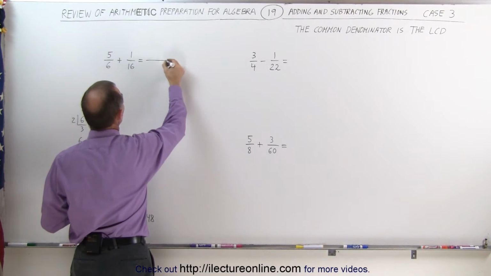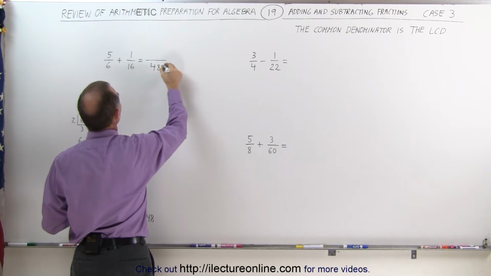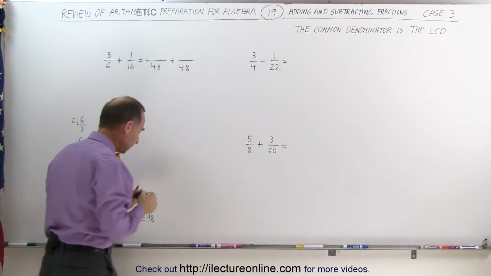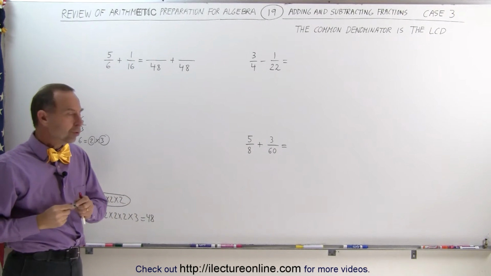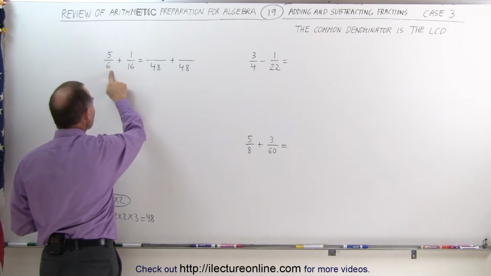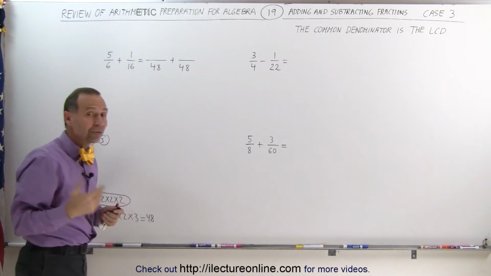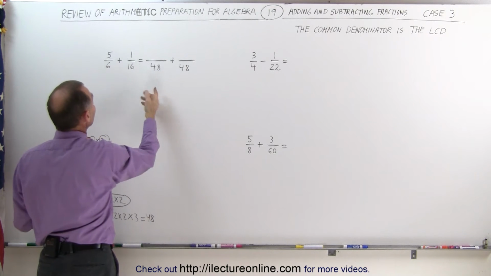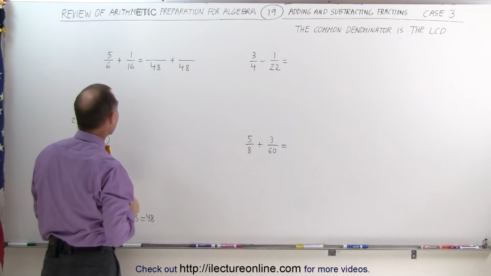That means the first fraction will have a denominator of 48, and the second fraction will have a denominator of 48. Of course, what did I have to do to turn a 6 into 48? I had to multiply 6 times 8 to get 48. How do you figure that out? Take 48, divide it by 6, and you get 8. 6 goes into 48 exactly 8 times.